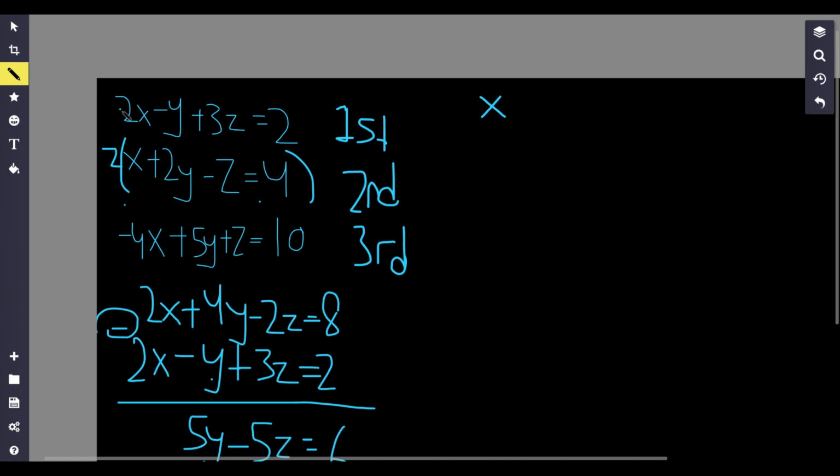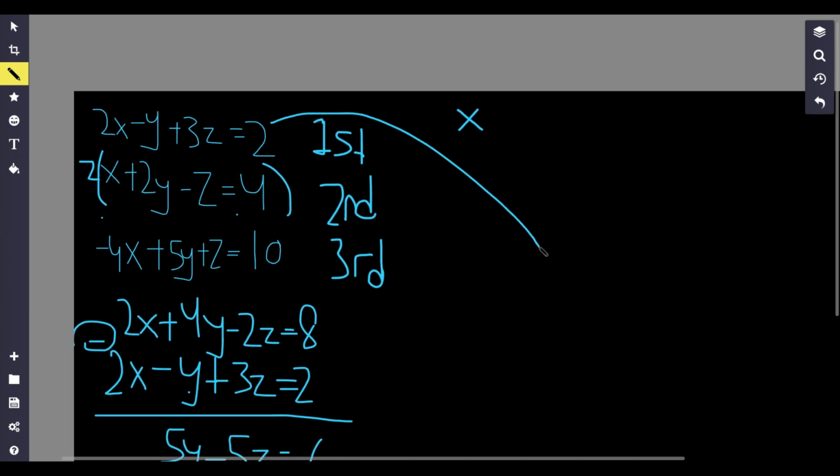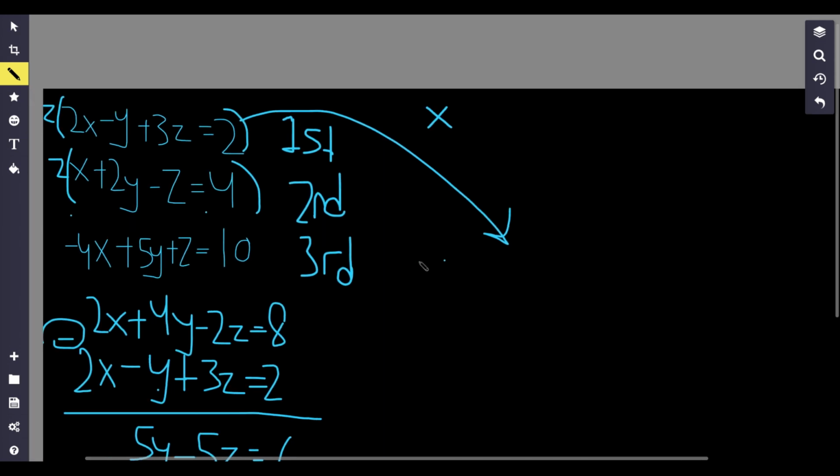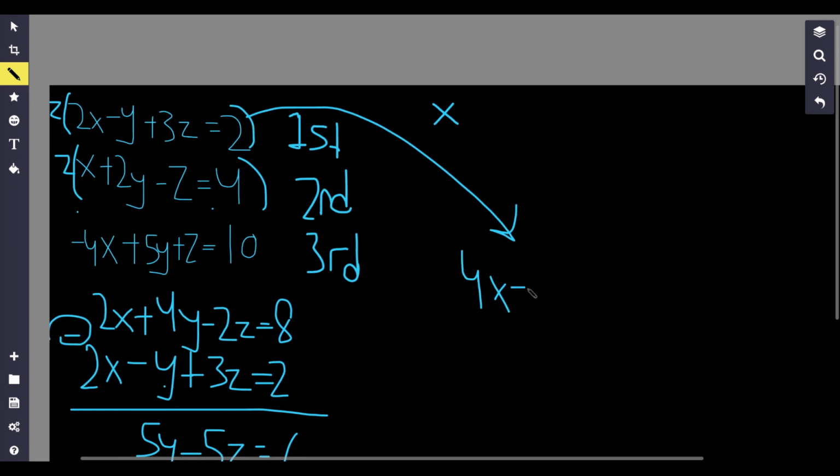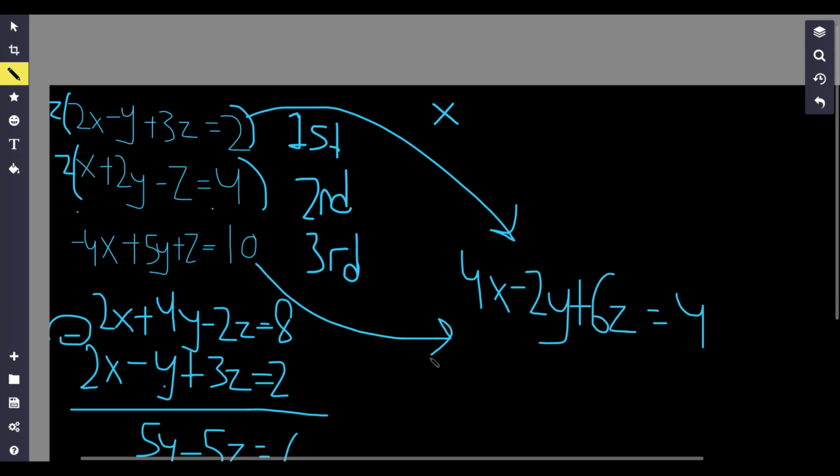Now let's try to eliminate an x from the first equation to the third equation. I already told you the plan. Multiply the first equation by 2. So I end up with 4x minus 2y plus 6z is equal to 4. And now I'll just bring the third equation here.